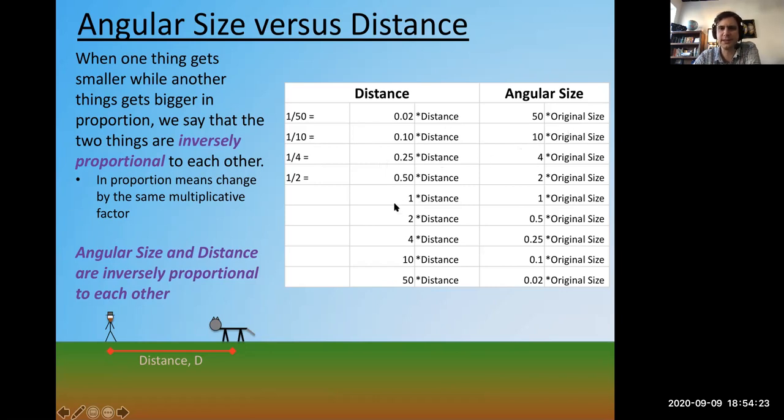And then as things move further away, multiply the distance, it gets farther. 2 times the distance, 1/2 the size. 4 times the distance, 1/4 the size. 10 times the distance, 1/10 the size. 50 times the distance, 1/50th the size. All right, so hopefully that helps you go through this.